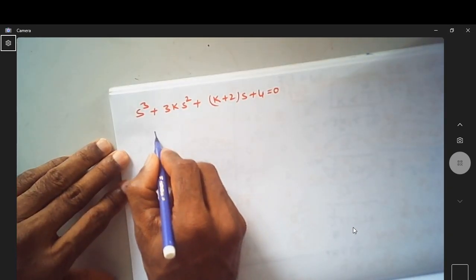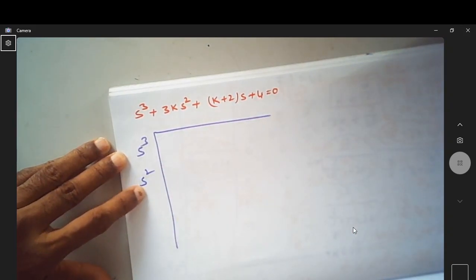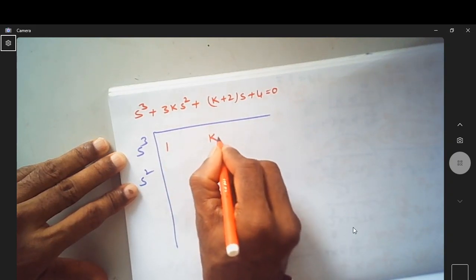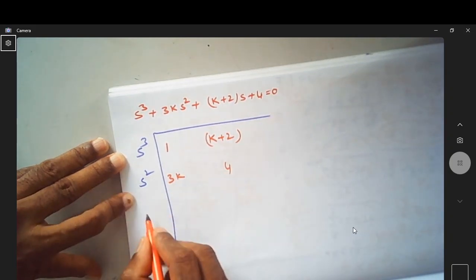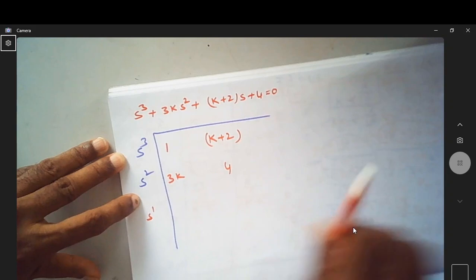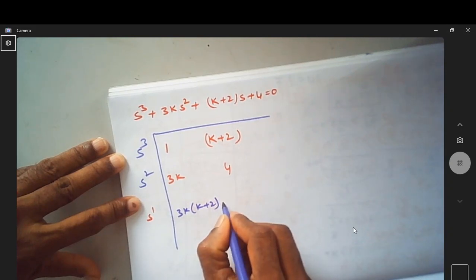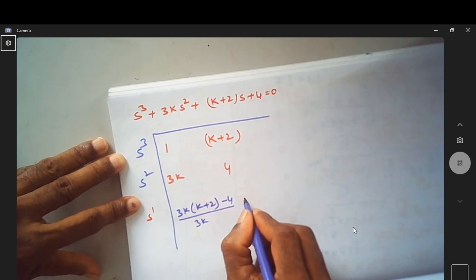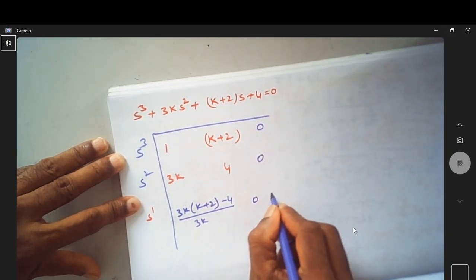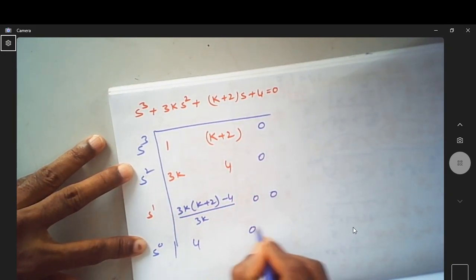Let us do one more. So let us see what happens. This is s cube, s square. Let us fill. It is 1, k plus 2. This is 3k, this is 4. Then s over 1 is 3k into k plus 2 minus 4 by 3k, and then here it is 0 0, and then s over 0 is this into this minus this, and this will be 4 0 0.